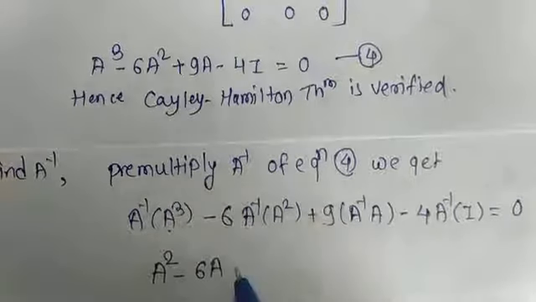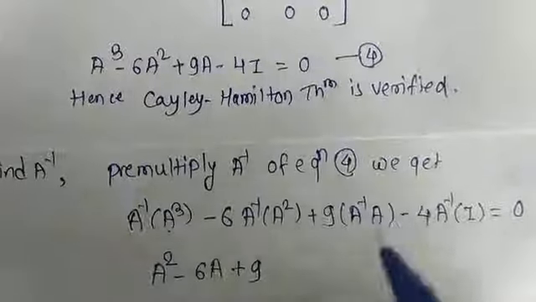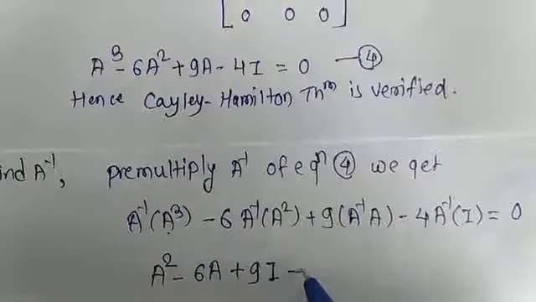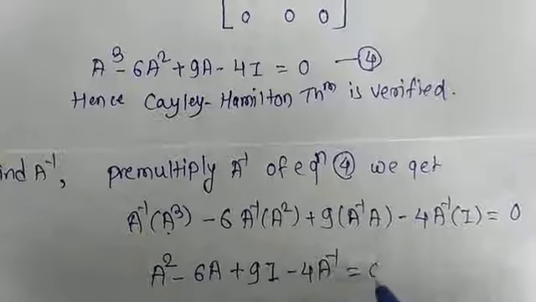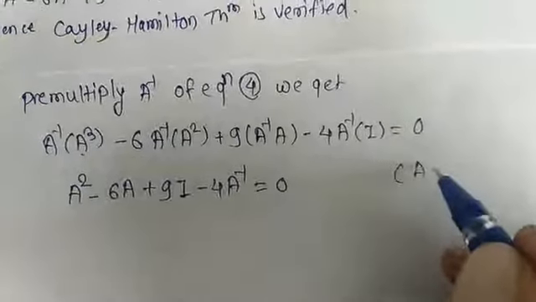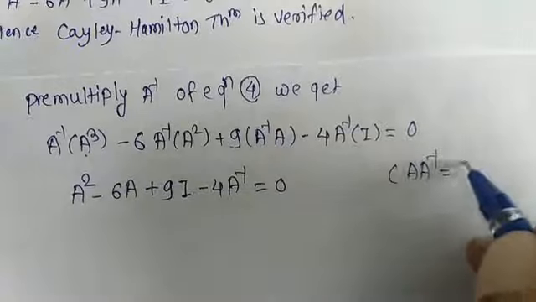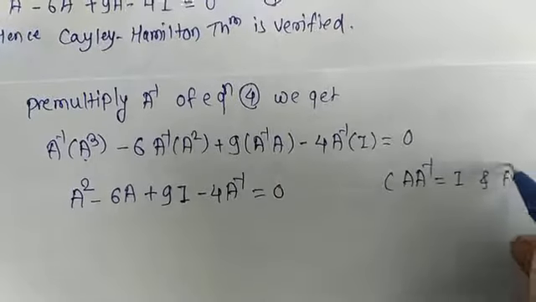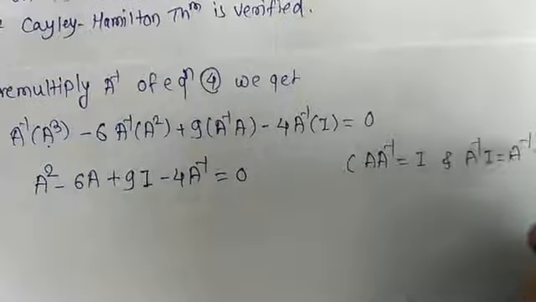Here it is plus A inverse into A, which is the identity matrix. We write that here, and here minus 4A inverse is equal to 0. In the bracket also, A into A inverse is equal to the identity matrix. And A inverse into I is equal to A inverse.